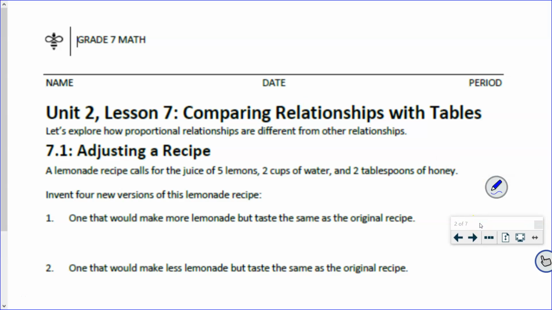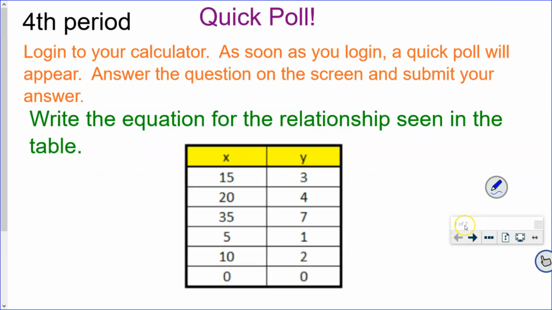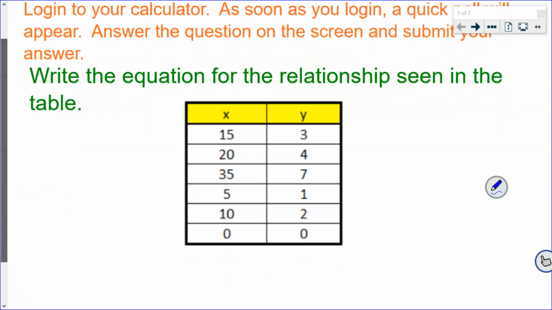Hello Math 7 students, this is Open Up Resources Unit 2, Lesson 7, Comparing Relationships with Tables. To get us started, we are actually going to go back and do this quick poll. You have this table, write the equation for the relationship that you see in the table. Pause the video now so that you have enough time to think and do this. All right, let's talk about this.